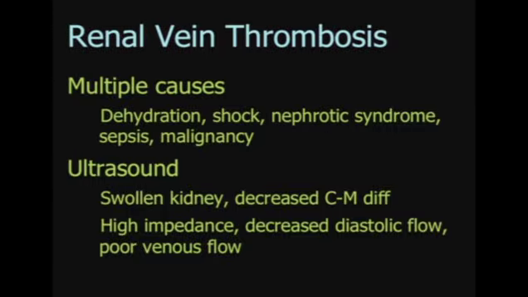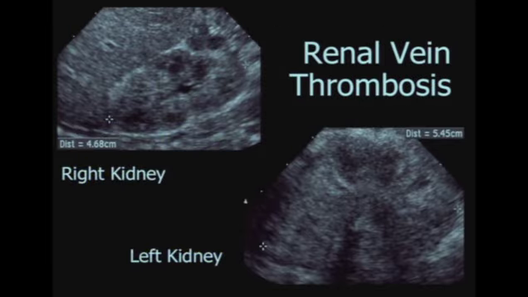Renal vein thrombosis probably occurs more commonly than we think. There are multiple causes, including dehydration, shock, nephrotic syndrome. And on ultrasound, you'll get a big swollen kidney with decreased corticomedullary differentiation. And so here's a fairly typical case. The classic triad is an abdominal mass and hematuria, along with hypertension.